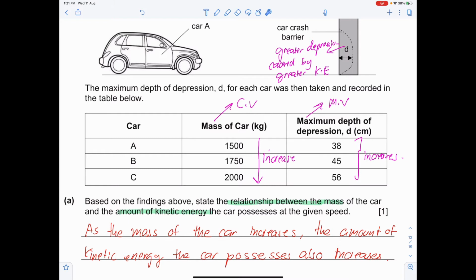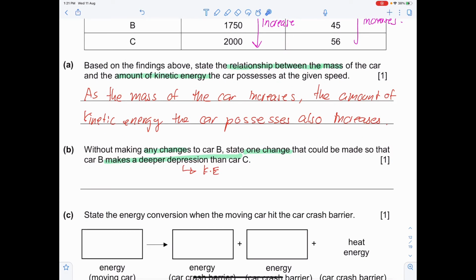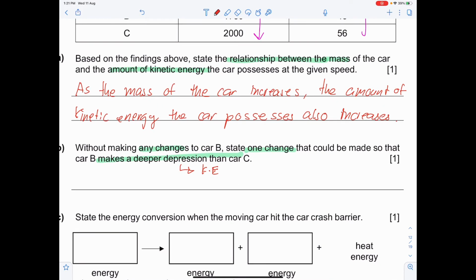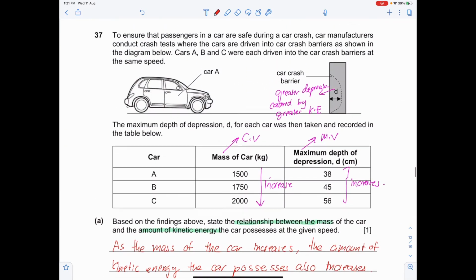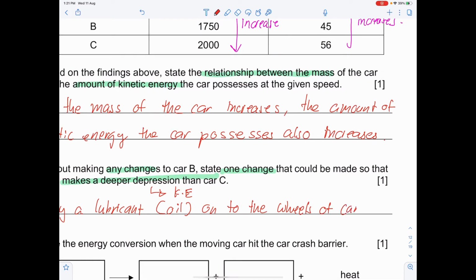All right. So when you talk about reduction in friction, make sure you talk about where you apply the lubricant. The common thing is to apply lubricant, right? But where do you apply it? Don't just say use a lubricant, but talk about where you apply it. So apply a lubricant. I usually will give an example such as oil onto the wheels, or onto the surface of car B.